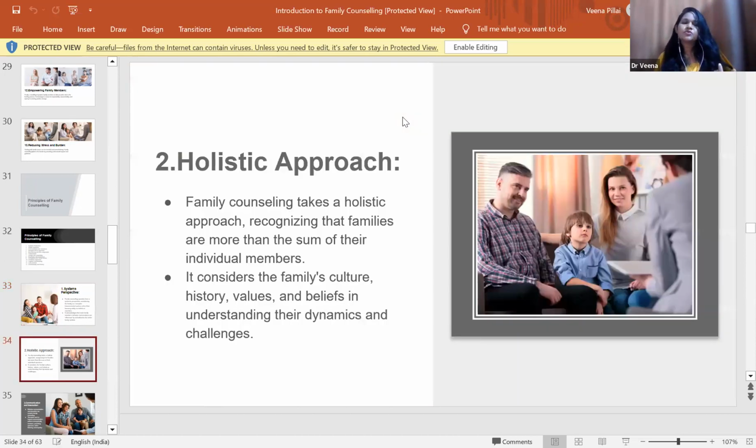So, holistic approach. When we talk about the holistic approach, it is to recognize that a family is more than the sum of its individual members. Even if it is a small group, if it is a father, mother and one child, you have to take into account the entire family. It considers the family's culture, history, values, attitudes and beliefs, and these make up the family dynamics. And also it helps to focus on the challenges faced by the family members.